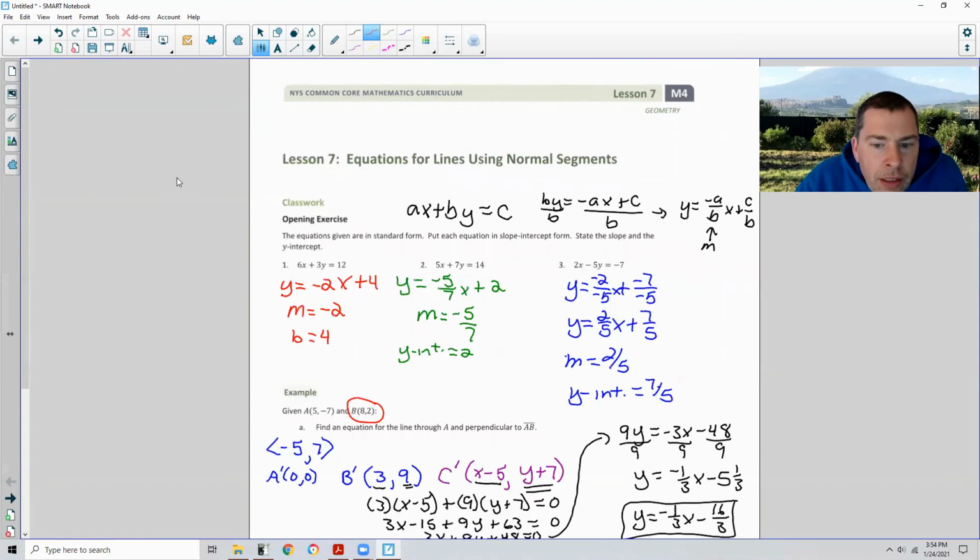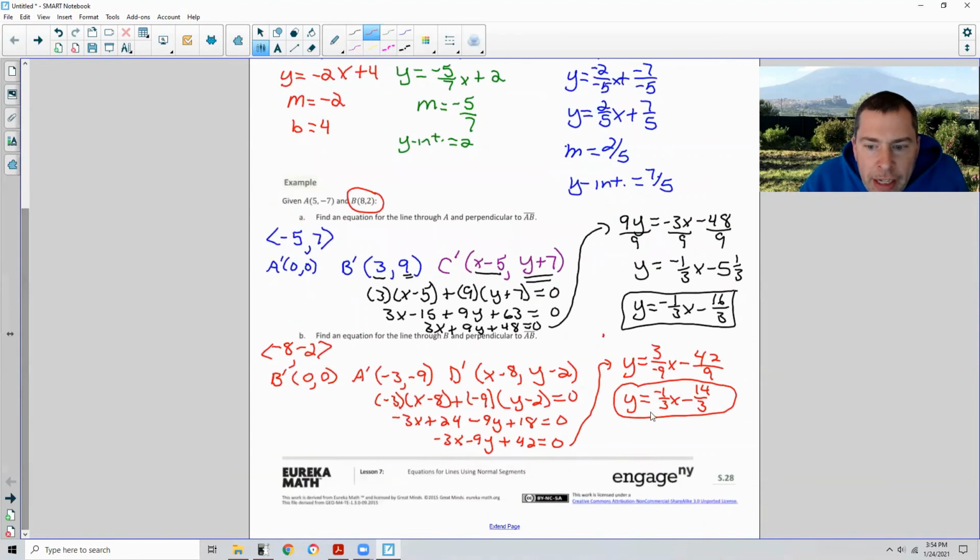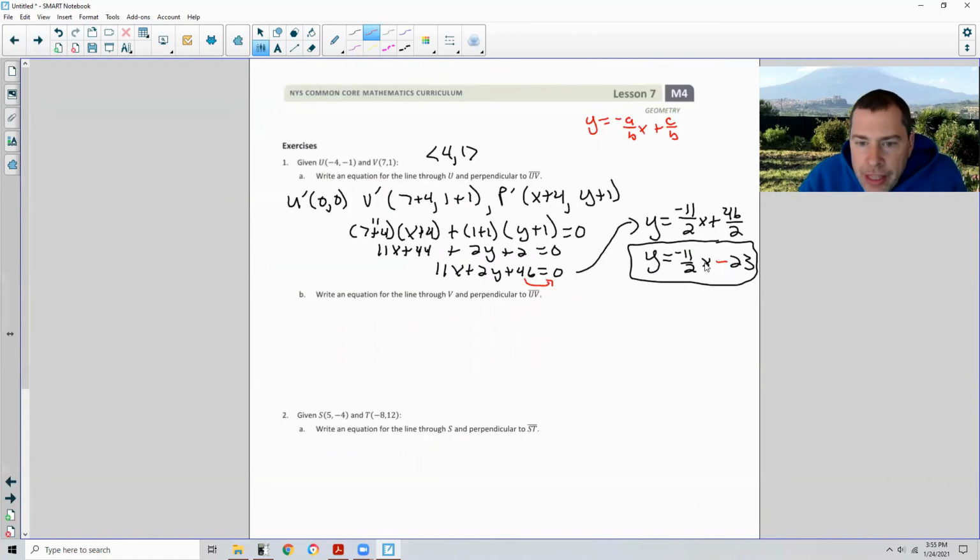And with that being said, I need to go back to the last problem I did down here and make that plus. Because if 42 was over here, it'd be negative 42. And negative 42 divided by a negative 9 is a positive 14/3. All right, so I apologize for that.